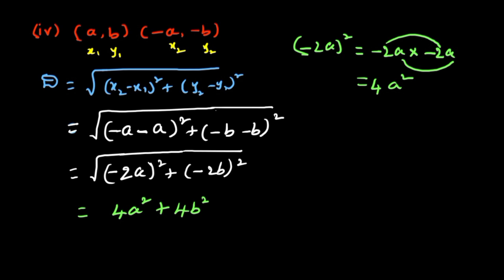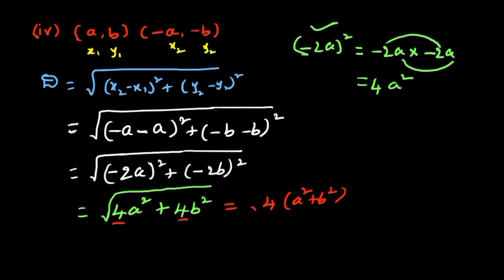Now, how did we get 4b square? With the same logic, we get 4b square. Now what we do is, from this, we can take 4 common from both. So if you take 4 common from both, you have root of a square plus b square, okay?